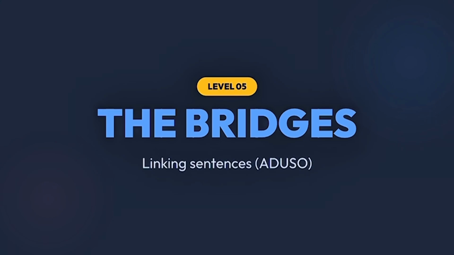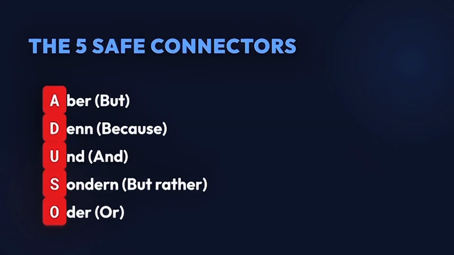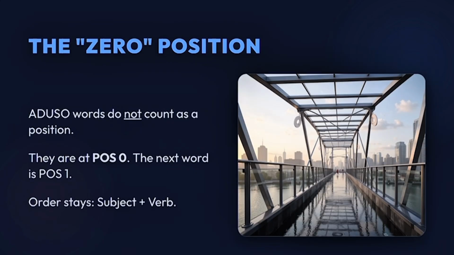Level number 5, the bridges, linking sentences, and we use the rule aduso. The 5 safe connections: aber, but; denn, because; und, and; sondern, but rather; oder, or. Just make sure that you write it in the correct order, which goes like aduso. The 0 position. Aduso words do not count as a position at all. They're at position 0. The next word is in the first position, and the order stays the same as always: subject, and only then we put our conjugated verb.